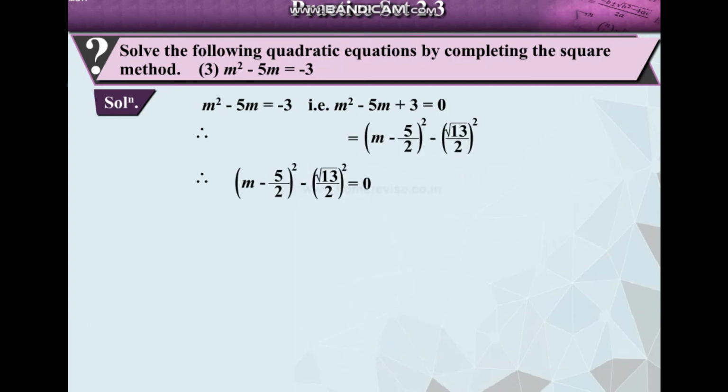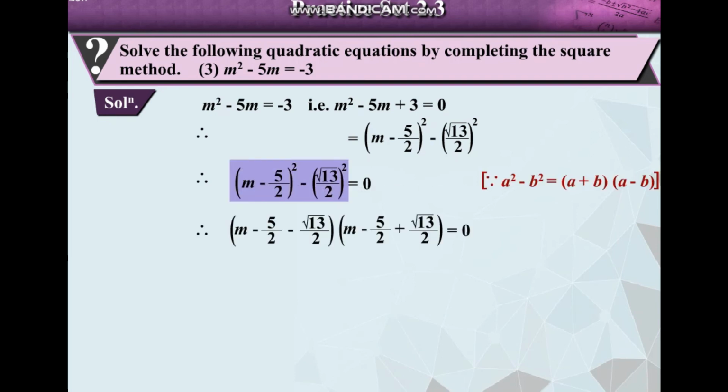Therefore, m minus 5 upon 2 the whole square minus root 13 upon 2 the whole square is equal to 0. Therefore, m minus 5 upon 2 minus root 13 upon 2 multiplied by m minus 5 upon 2 plus root 13 upon 2 is equal to 0.